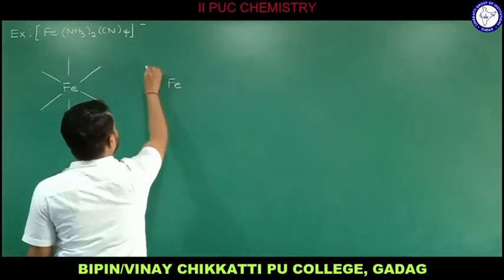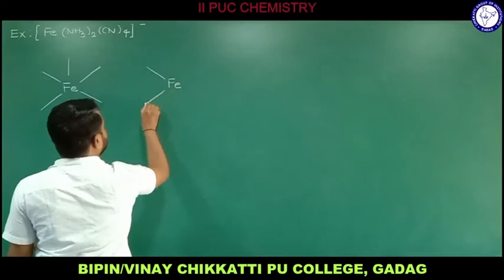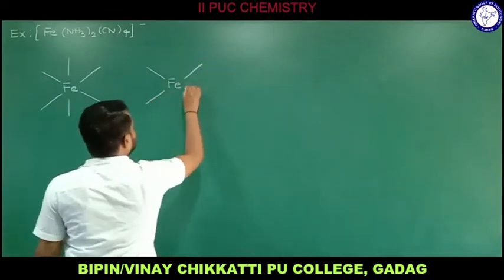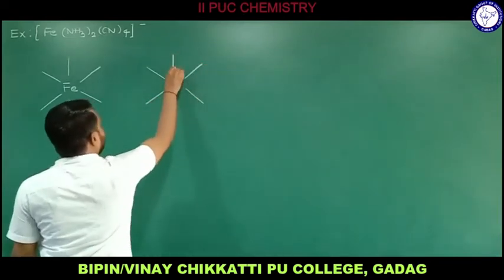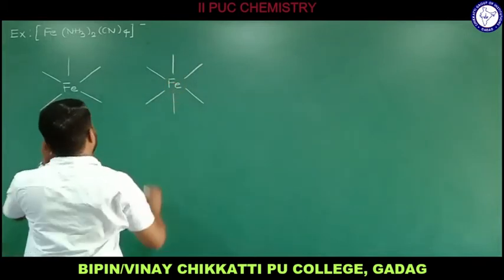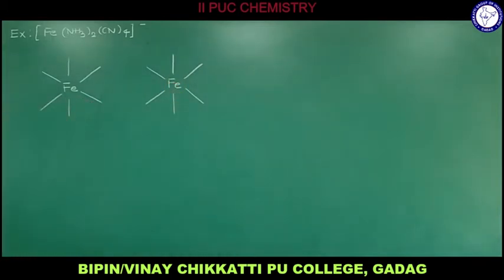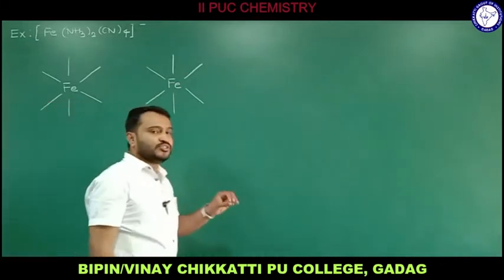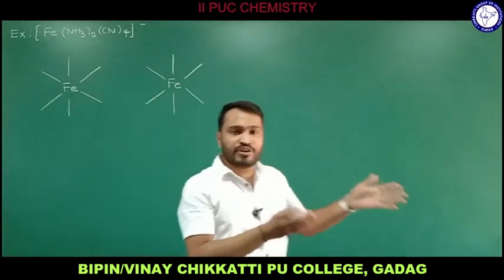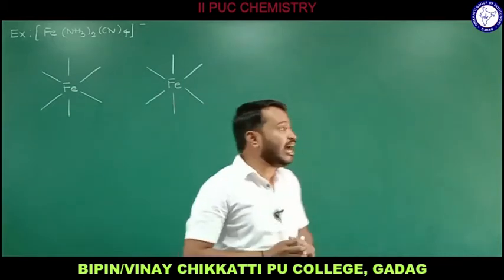This is for the trans. I am going to draw it here: 4 corners of a square, and one above the plane and one below the plane. Now we are supposed to write the ligands in such positions that in cis the identical ligands are adjacent, whereas in case of trans the ligands are exactly opposite.